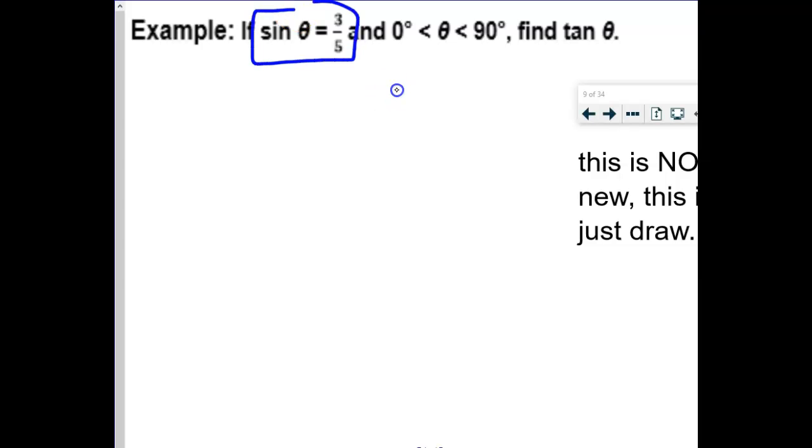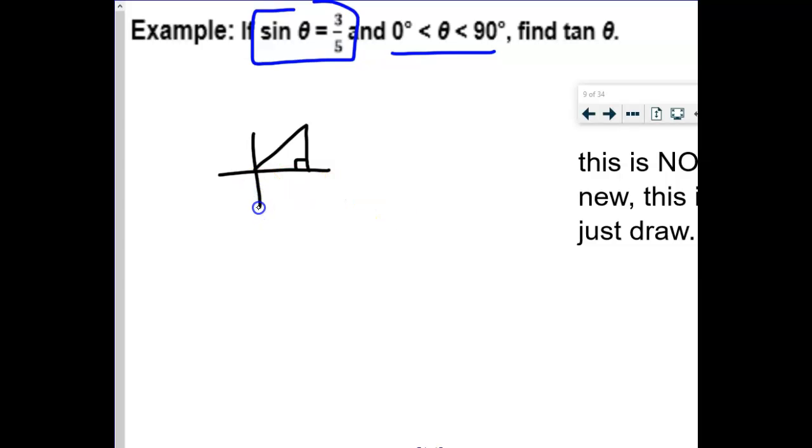Sine of theta is 3 over 5. Theta is between 0 and 90. Find tangent. Well, first of all, tangent and sine don't have a really good direct relationship, so I should just go ahead and draw this. This is an old question. How do I know I was in the first quadrant? Because it said so. It said 0 to 90.